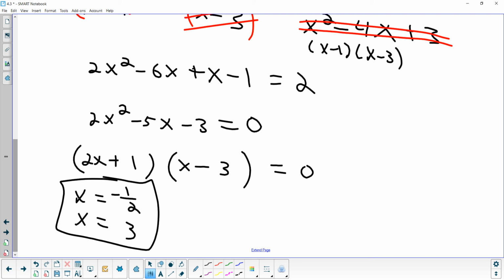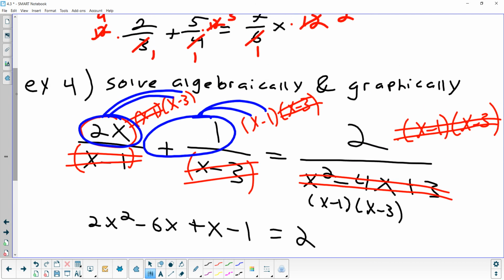Now, what did I say to make sure you do? Check your answers. One of 3 things could happen. These answers could both work. One of them could work and the other one doesn't. Or they both don't work. In that case, we have to cross them both out. Let's check the 3 first, just because I think that's going to be easier. What happens if you plug 3 back into the original problem?